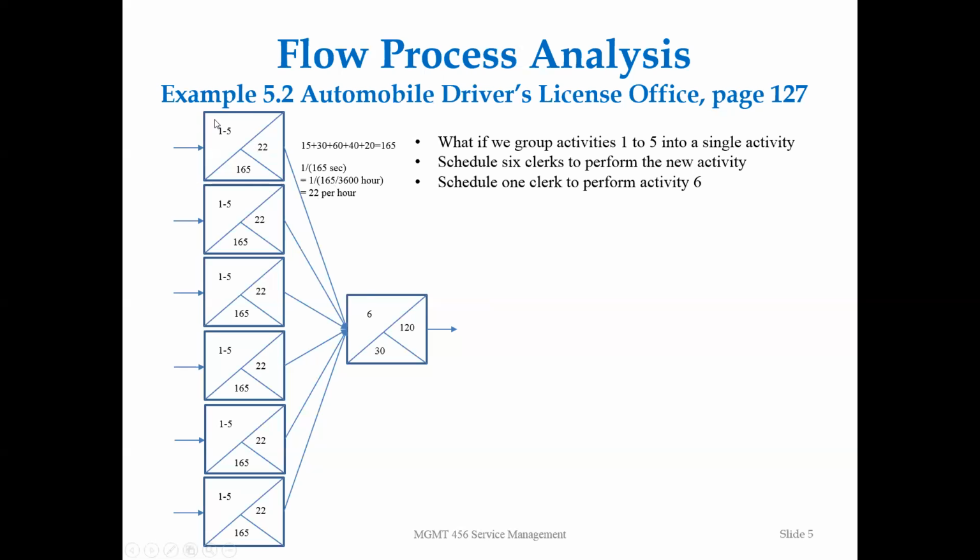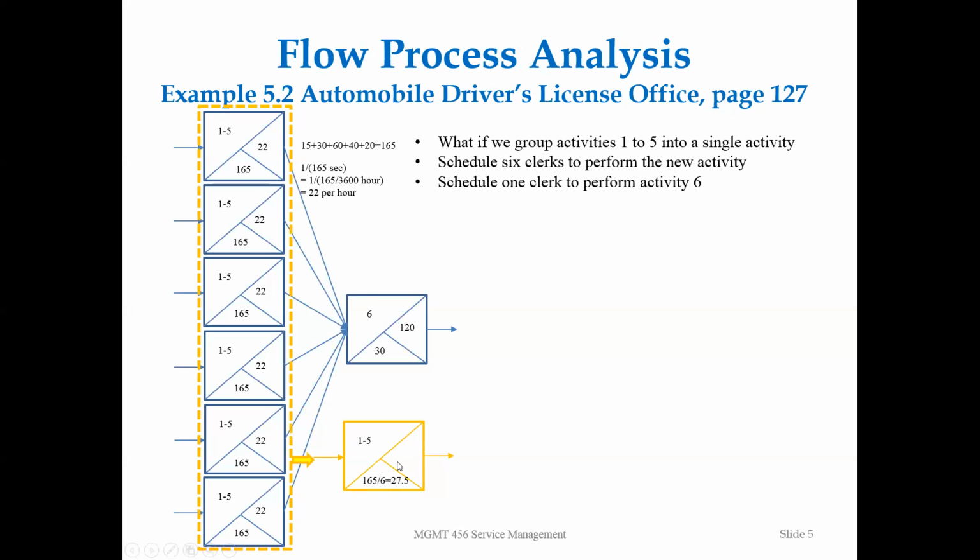Next we can convert these six boxes into a single box, activities 1 to 5. For each box, the cycle time is 165. Because we have 6 people handling the same job, we can do things much faster. So what is the new cycle time? The new cycle time is 165 divided by 6. Why 6? I have 6 people. Divided by 6, that's 27.5. It's much faster with 6 people performing the same job. That's why the cycle time will be shorter.